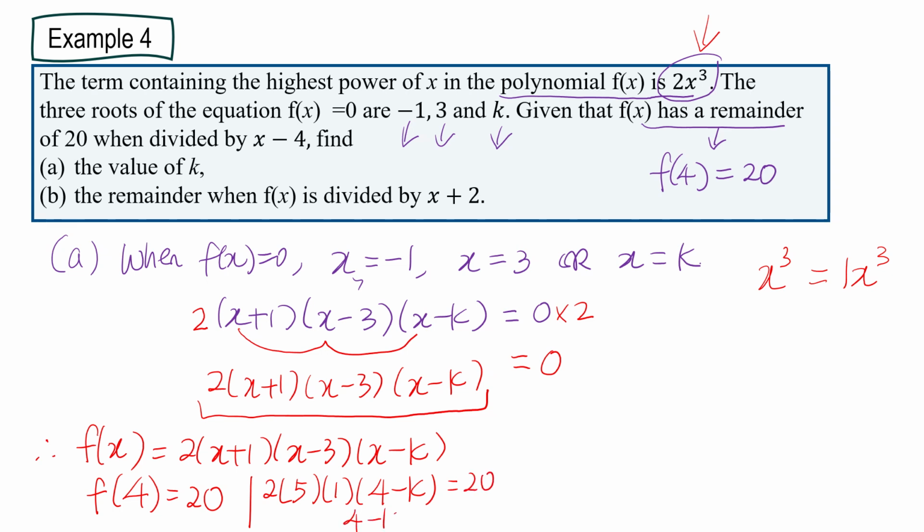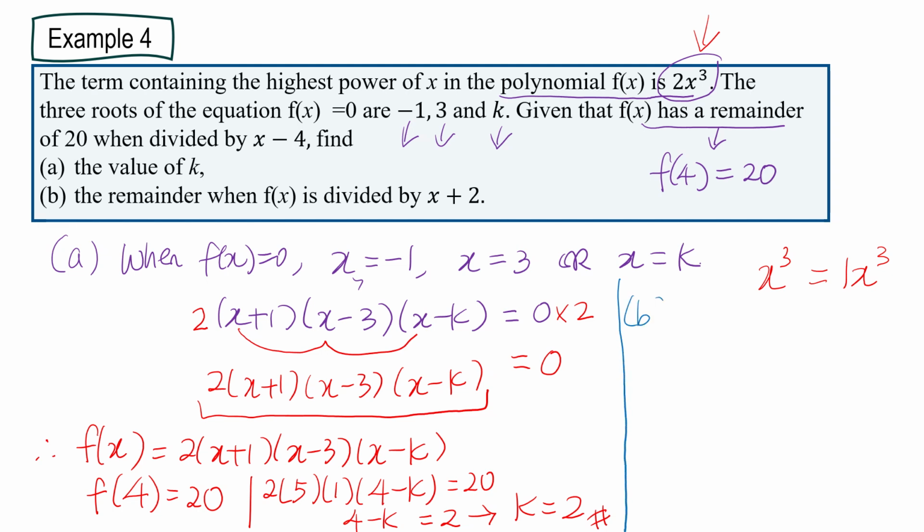4 minus k, 20 divided by 2 times 5 is 10. So 20 divided by 10 will give you 2. And here our k will be 2. Right, so this is how we do it.